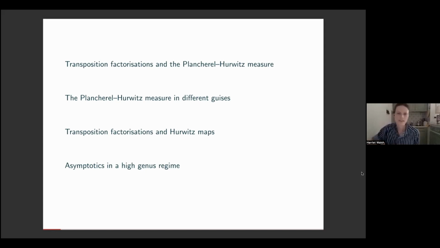Before that, I'll talk about the regime that we're interested in and how that relates to the combinatorics of maps, which have been introduced, I think, in various talks today. In particular, how we can use this as an approach to look at a high genus regime for maps, which is particularly difficult to study with other techniques.